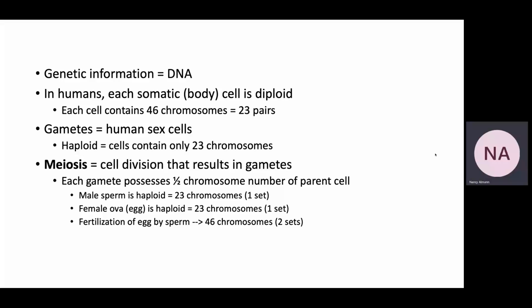Meiosis, you should know the definition of this, is the cell division that results in gametes. Each gamete possesses half the chromosomes that the parent cell has. So the male sperm is the male gamete, and that's going to have a single set of chromosomes, 23 of them. The ovum is going to be haploid and will also have 23 chromosomes, one set of them. In order to get back up to 46, you need two sets, 23 pairs, and the egg needs to be fertilized by the sperm.